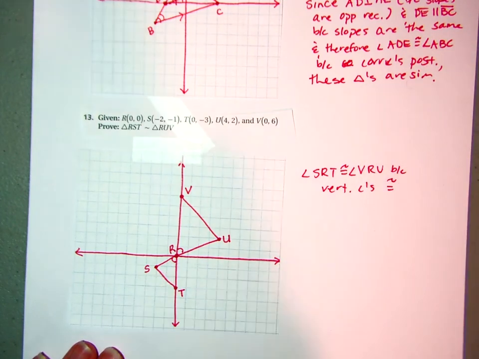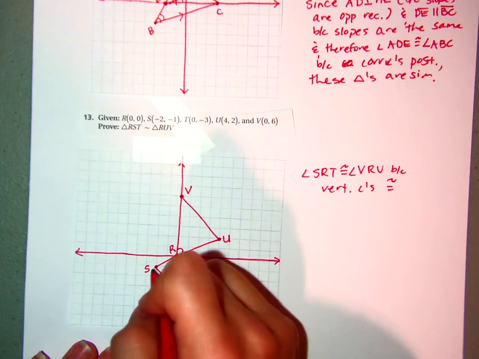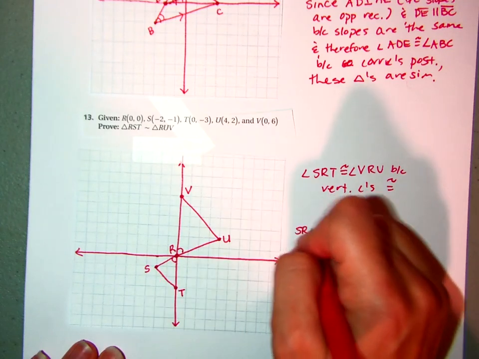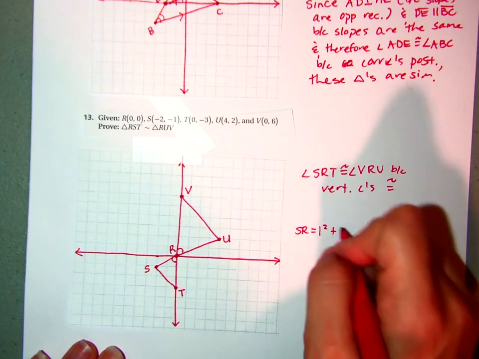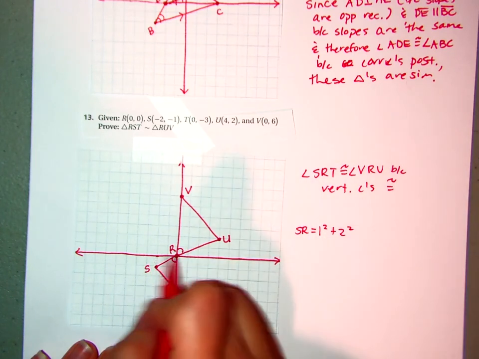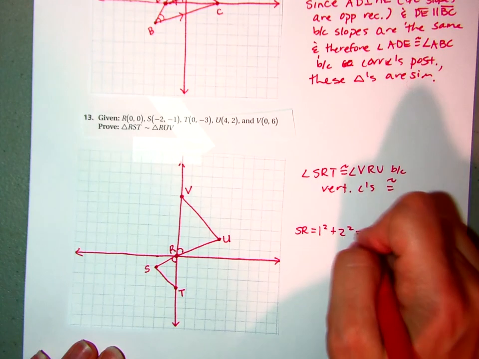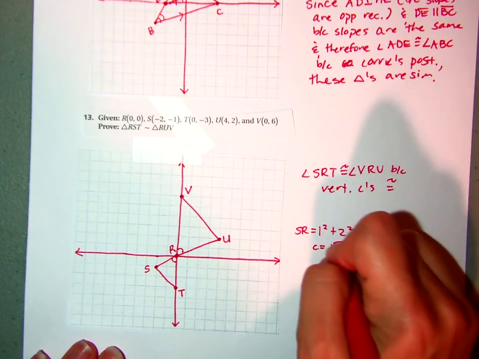And let's go ahead and look at our sides here. Our sides, this right here is up 1 over 2, so let's find SR. If it's up 1, we're going to have 1 squared plus 2 squared. That's the Pythagorean theorem. So this is a right triangle, 1 squared plus 2 squared, and that's 1 plus 4, which is 5, equals C squared. So C is equal to square root of 5.